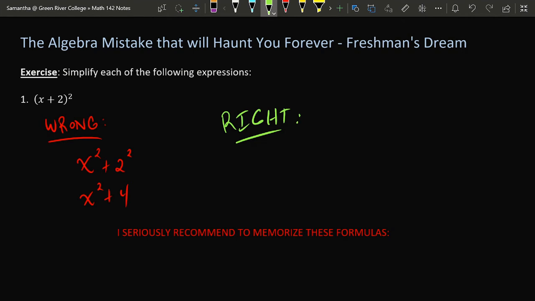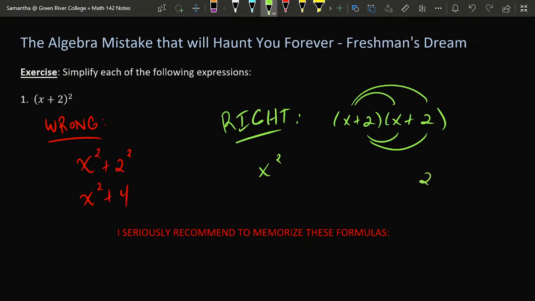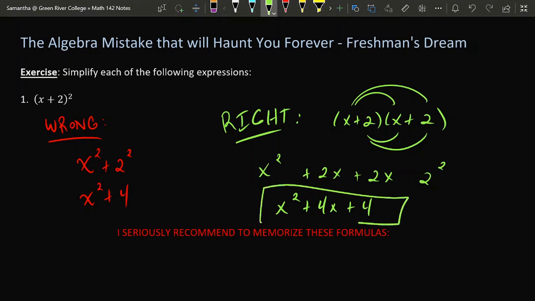In this case, if I went back to the original definition of square, and I wrote down x plus 2 multiplied by itself, then I find myself in a position where I need to distribute / FOIL. So x times x is x squared, and 2 times 2 is 2 squared. But I also get these extra 2 terms in the center, 2x and 2x. So this would be the true simplification of the expression given here.